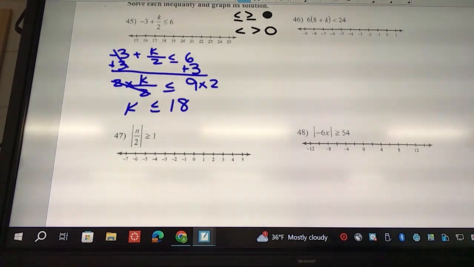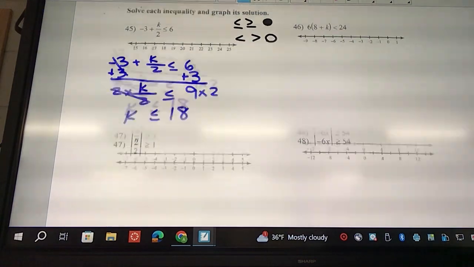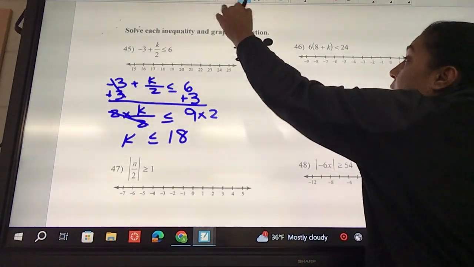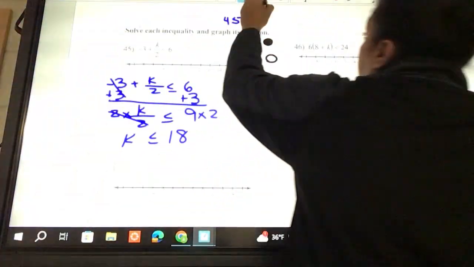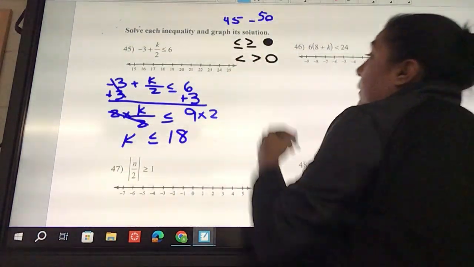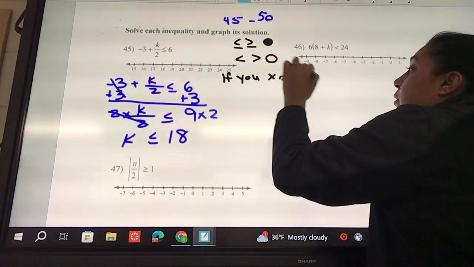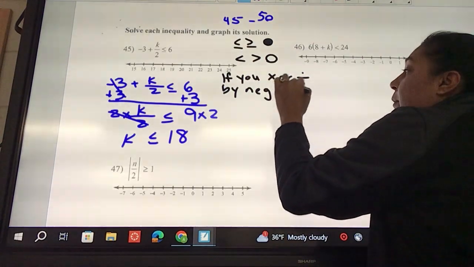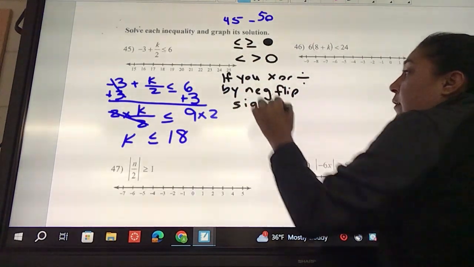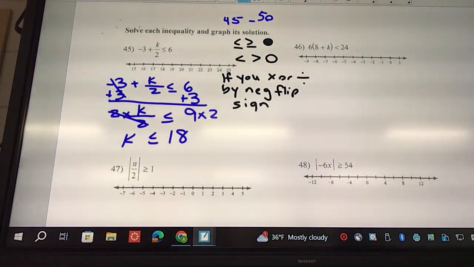Okay, the one note, we could say goes for 45 through 48, no, 50, okay? And there's another note I want to put on here, okay? If you times or divide by a negative, flip the sign. Okay, so all these notes go through 45 through 50, okay?